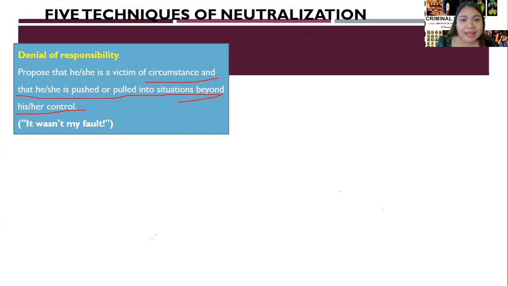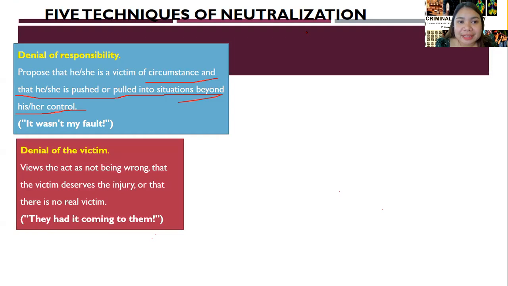Okay? Next one. Denial of the victim. What is denial of the victim? Views the act as not being wrong, that the victim deserves the injury, or that there is no real victim. The common na ginagamit nga term, they had it coming. Okay. Kung ang kriminal, ang ginagamit niya nga technique para madula ang guilt niya kag obrahon niya ang krimen is pamaagi sa pagpanumdom sini. Okay? Ang ginobra ko ya or ang pag-obrahon ko, hindi niya sala. Okay? Ang biktima, deserve ito, ang injury. Kalain na siya nga tao, lain na batasan.